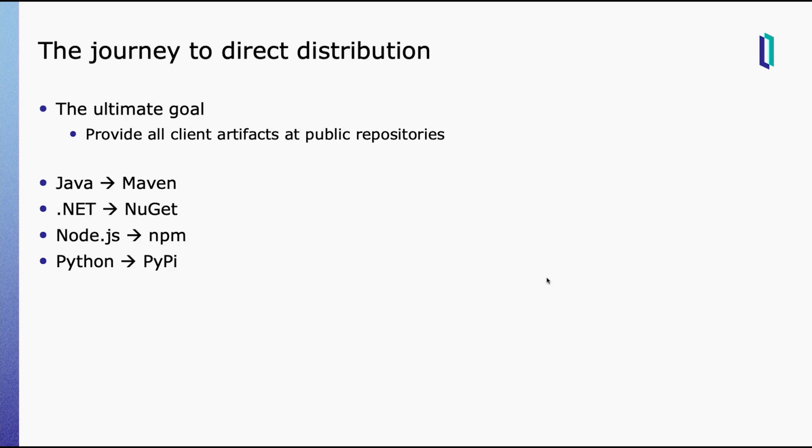And we're getting really close to actually achieving this for JDBC. That's the one that's really on the horizon. Next step is probably going to be Python, and a couple more after that. So for Java, that would be Maven. For .NET, this would be NuGet, obviously, Node, NPM, and Python is PyPI.